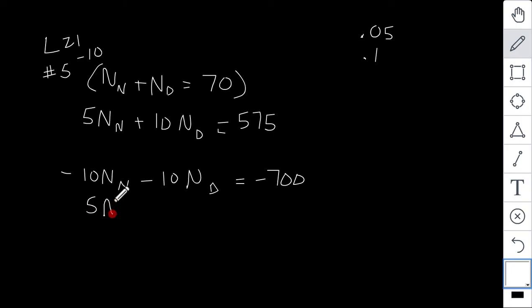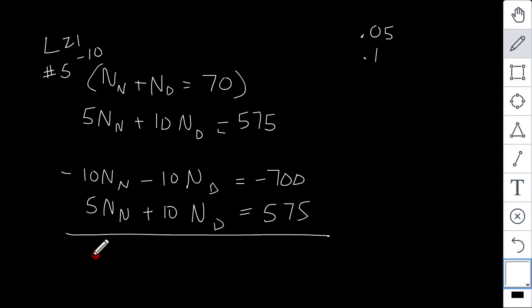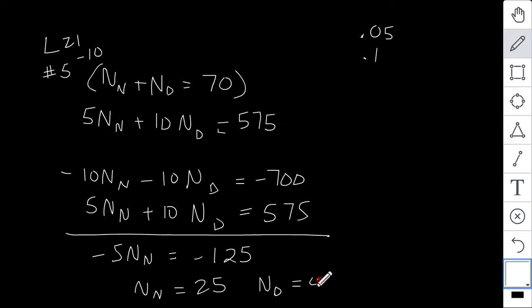And we're going to get 5, number of nickels, plus 10, number of dimes, equals 575. And we're going to add, we get negative 5, number of nickels, equals negative 125. Divide both sides by 5, the number of nickels equals 25. And then we subtract that from 70 to get our number of dimes. If we subtracted 20, that would be 50, so it's going to be 45. So the number of dimes is 45, and they better add up to 70. They do. So that is number 5.